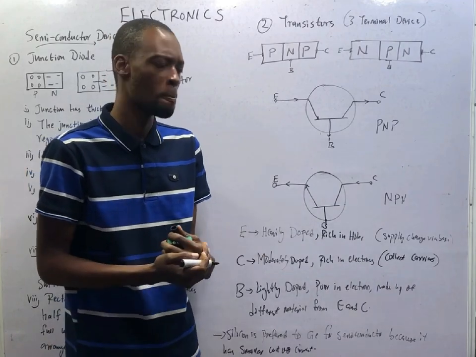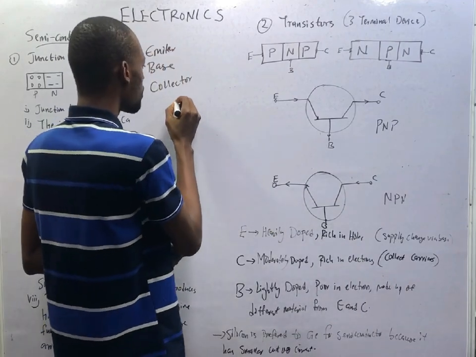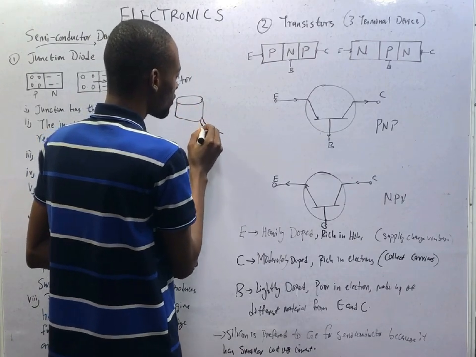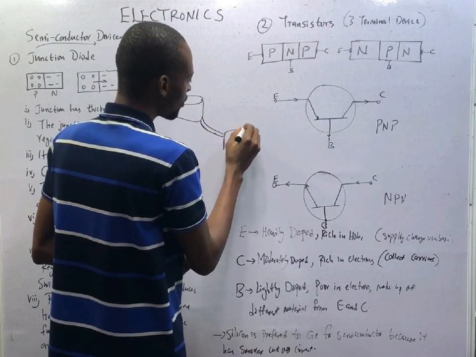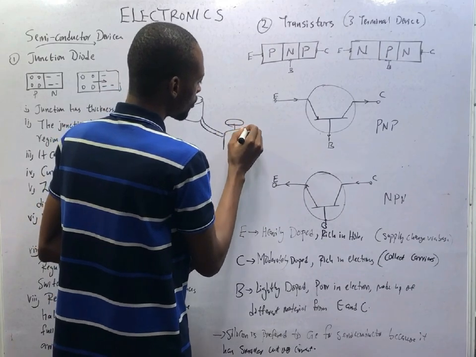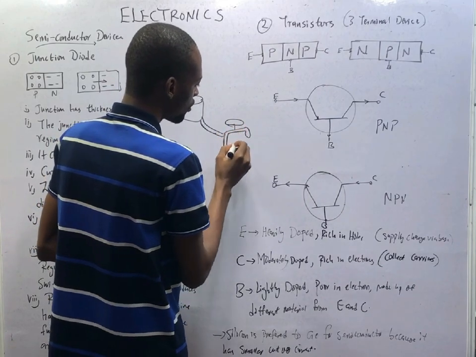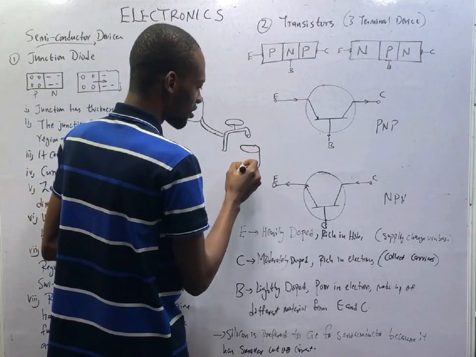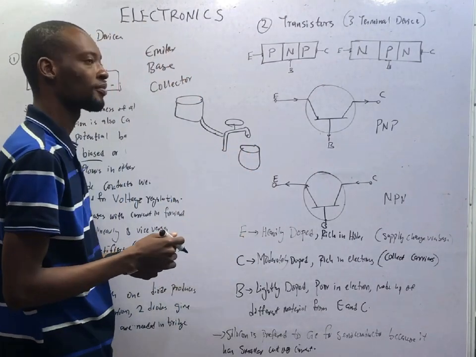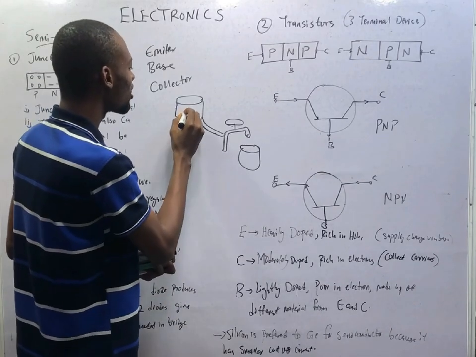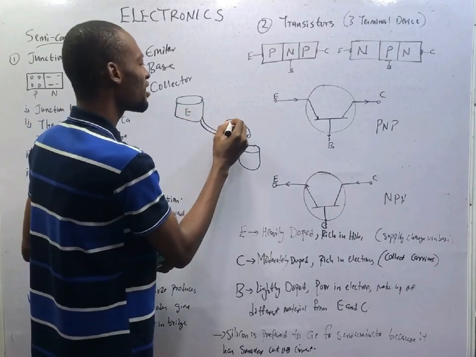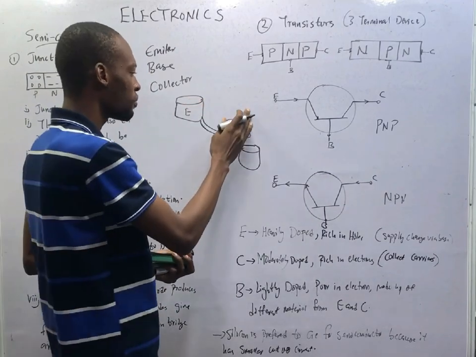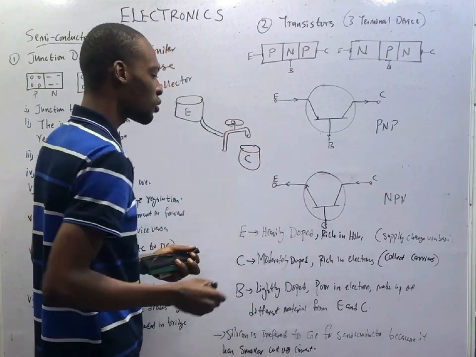Let's take it to be this way. If this is your tank, then you have pipes. Then here you have a tap. Here, you have a bucket. Let's take this tank to be the emitter. Let's take this opening of the tap, the tap control, to be the base. Let's take this to be the collector.